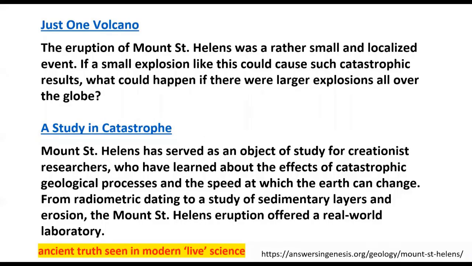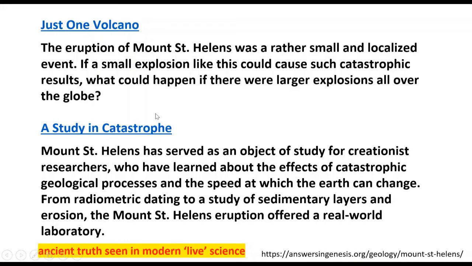All right, so we have seen a video of how something catastrophic, almost similar to the Great Flood, could have changed the world, right? You can see a lot of devastation, and you can see that kind of devastation on a small scale on Mount St. Helens. Imagine it on a global scale, how it will affect the whole world. Just one volcano, the eruption of Mount St. Helens, was a rather small and localized event. Now, if a small explosion like this could cause such catastrophic results and create small canyons, what could happen if there were larger explosions all over the globe?